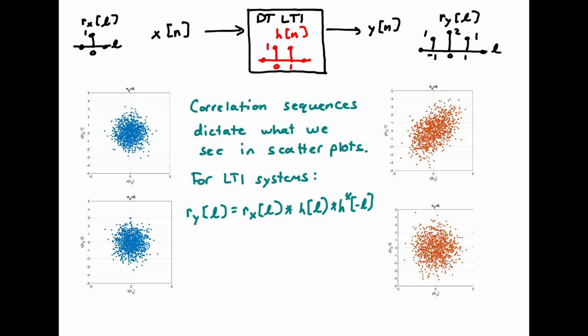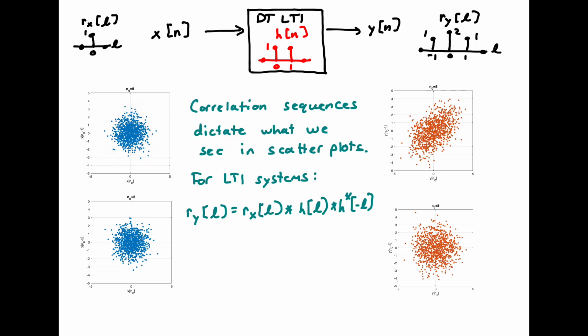So here's a quick summary. We had an input of a wide sense stationary random process that was IID, so it was a white noise process, and it went into this system, a 2-point FIR system, and came out. It went in uncorrelated and came out correlated over a short time, correlated at lag 1, uncorrelated outside of that. And these correlation sequences, both at the input and the output, dictate what we see in these scatter plots.